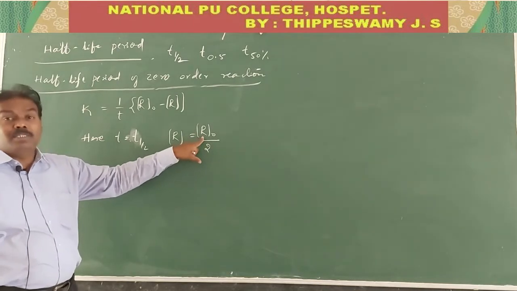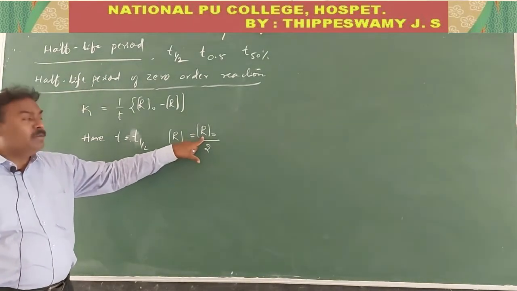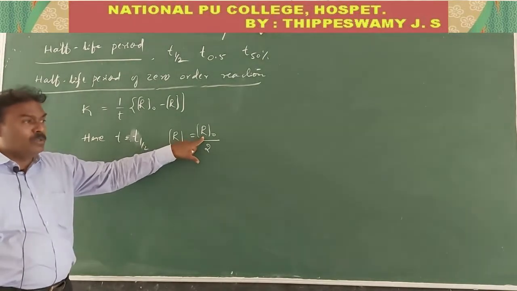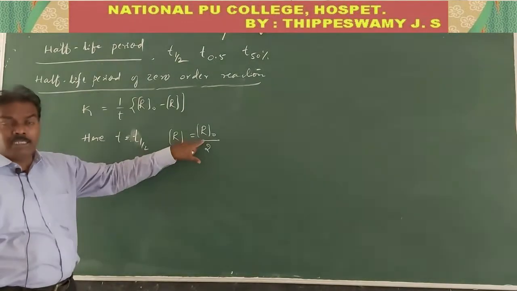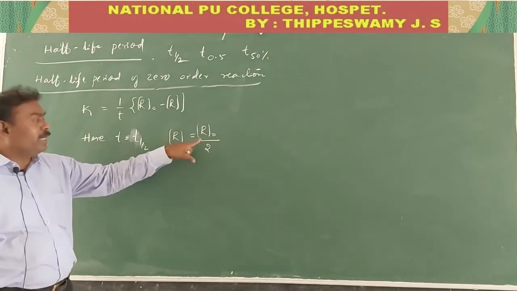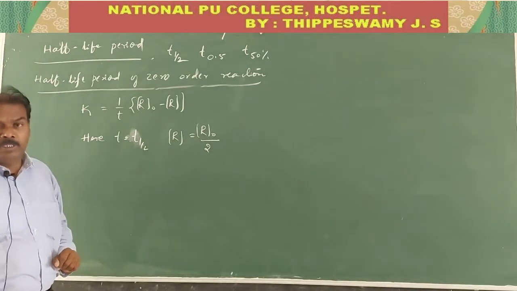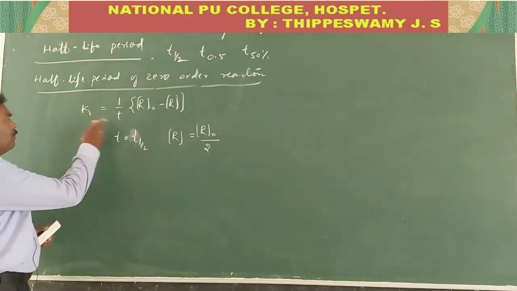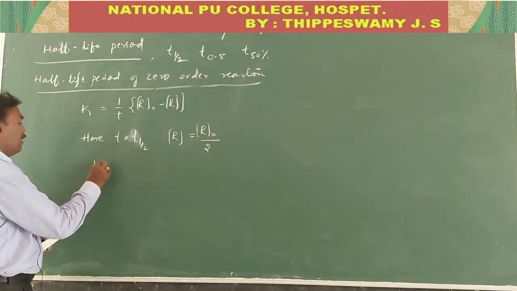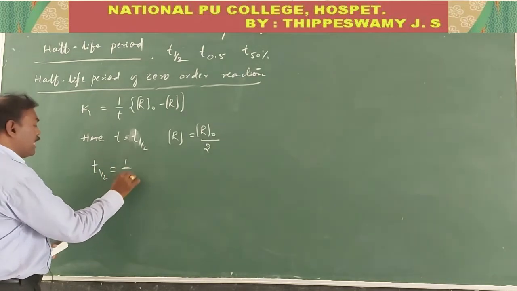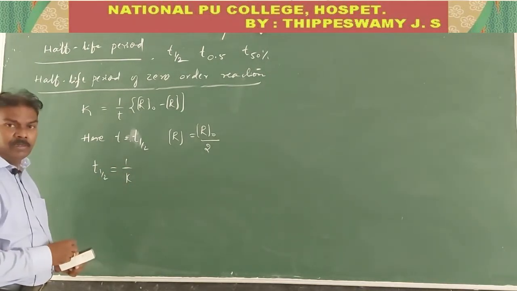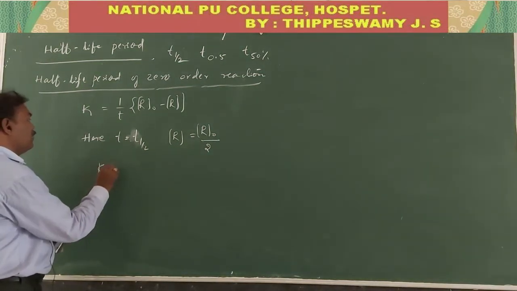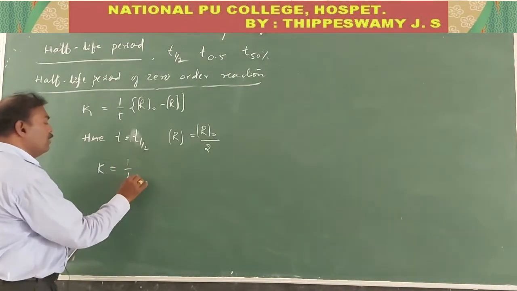That R naught is called the initial concentration. The time in which the molar concentration of the reactant is exactly reduced to half of its initial value, so we take R naught by 2. That is the value of R. Okay, now you substitute the value in this relation. How can you substitute? We can write in this form: t half is equal to 1 by k. Or else, write as it is: k is equal to 1 by t half into what?